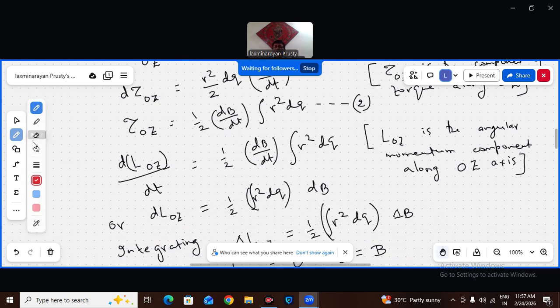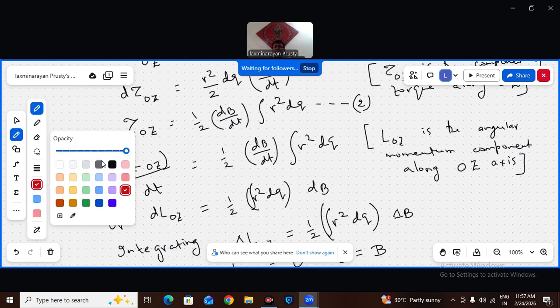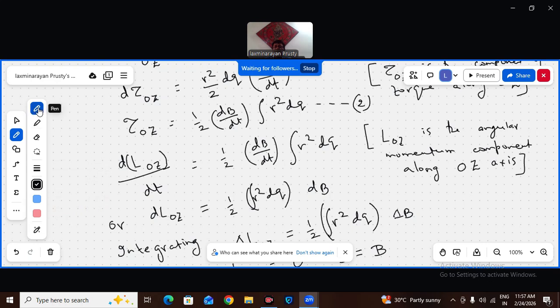So I can write here the torque about OZ is equal to this. Now it will be clear to you. I'm just writing this scalar part of it, even if we derive it vectorially. Okay.